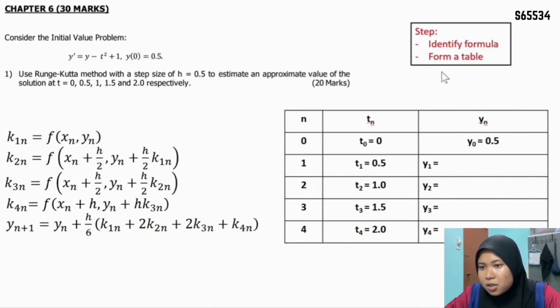Okay, first, we need to identify the formula for the Runge-Kutta method, which is this formula. And we need to form a table that contains n, tn and yn, denoted as t0 until t4. t0 is equal to 0 as we get from the equation, and y0 is equal to 0.5. And we need to find all of these, y1 until y4.